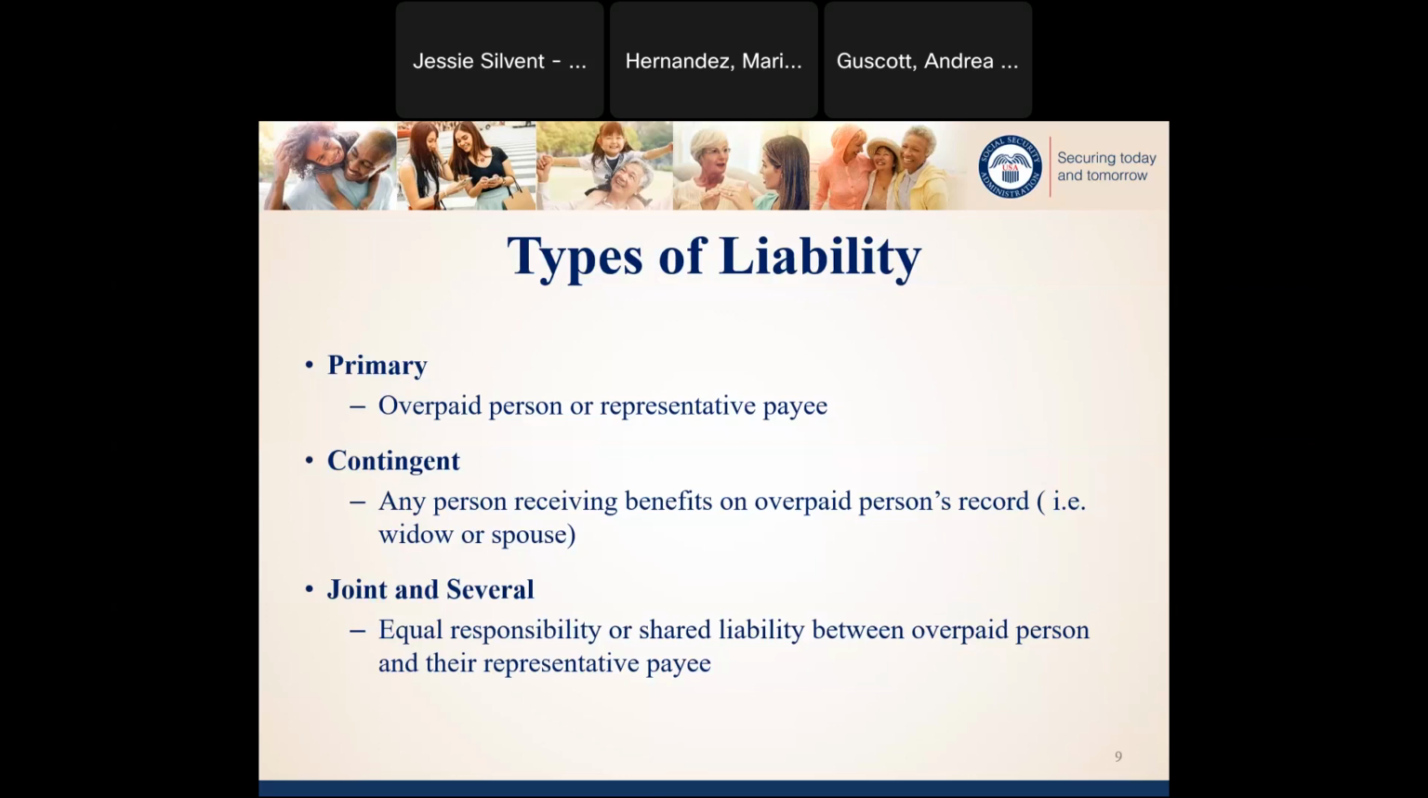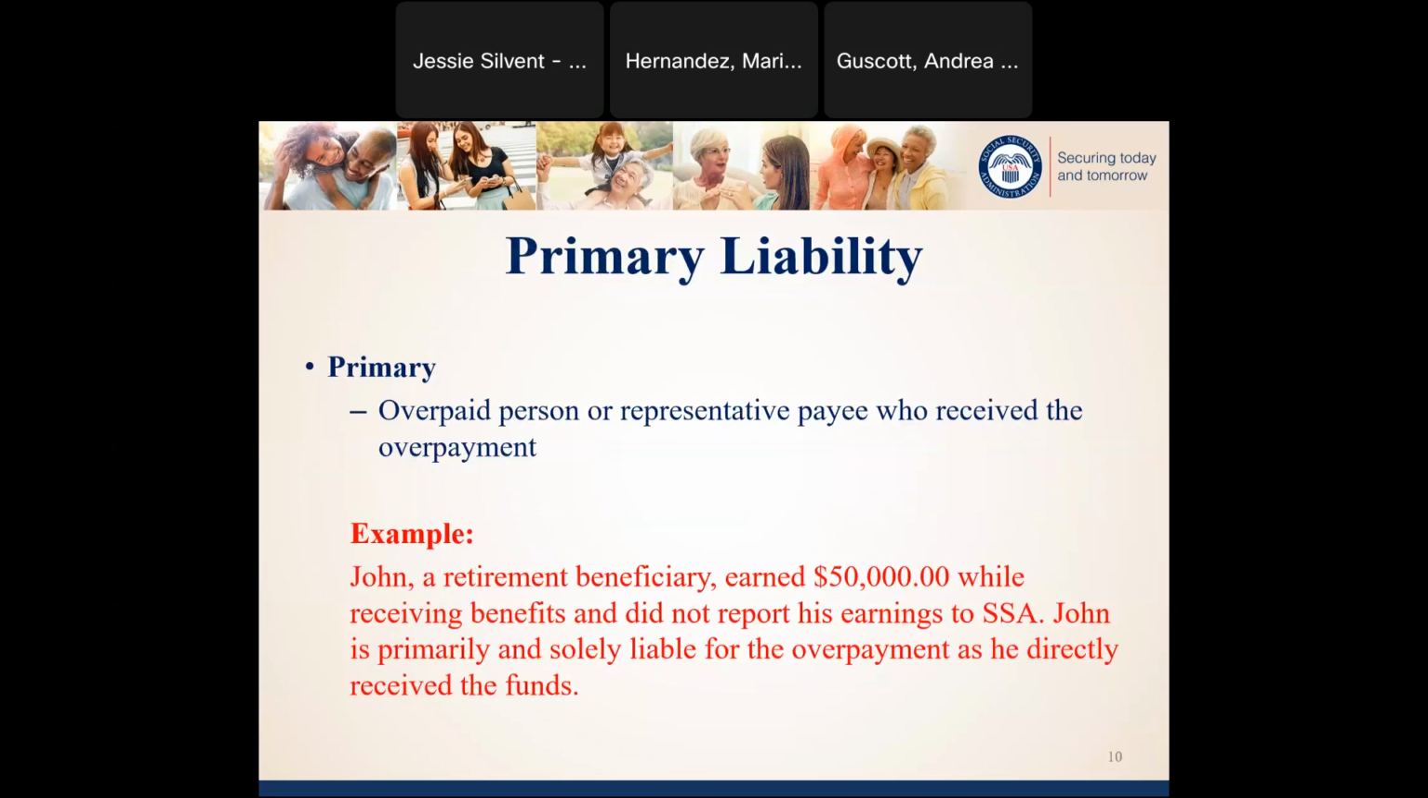So the second type of liability is contingent. That's when a person receives benefits on the overpaid person's record. So that could be a widow or a spouse or a child. And then the final type of liability is joint and several, where there is equal responsibility or shared liability between the overpaid person and the representative payee. So let's get into specific examples. So I want to help clarify the different types here. If we could go to the next slide, please.